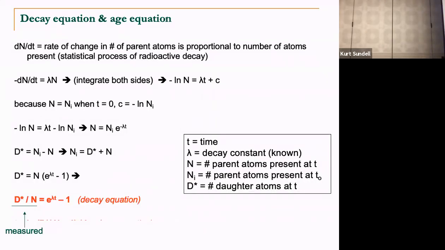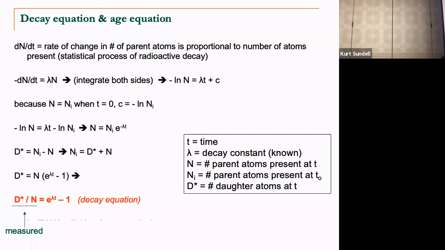Okay, so I'm not going to work through this in much detail today, but it's really important that any of you going into your qualifying exam, you want to know the decay equation, you want to know the age equation. Trust me, just work through it. The key thing here is that this is all based on this principle right here. The rate of change in the number of parent atoms is proportional to the number of atoms present. That is radioactive decay in a nutshell.